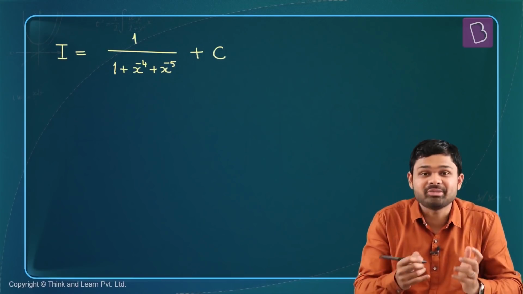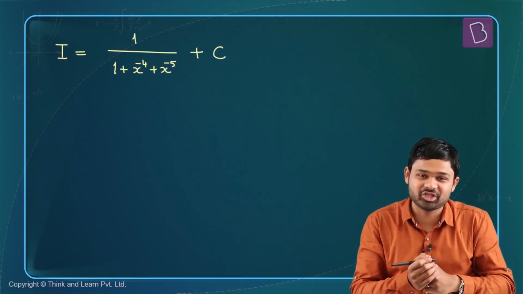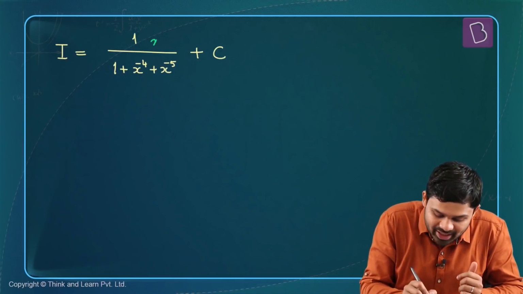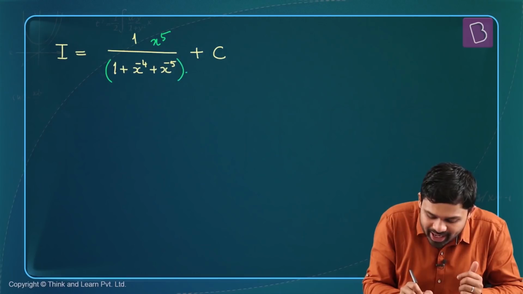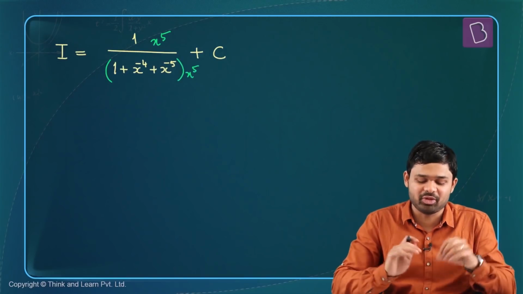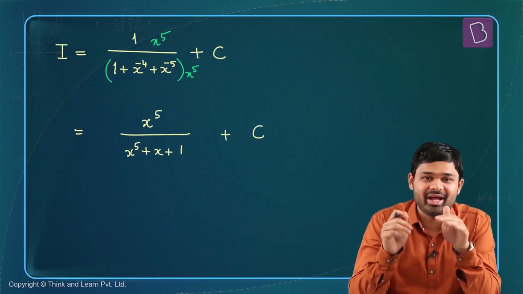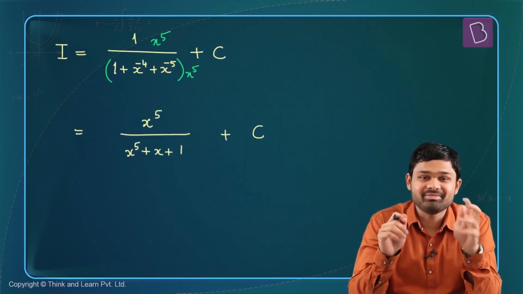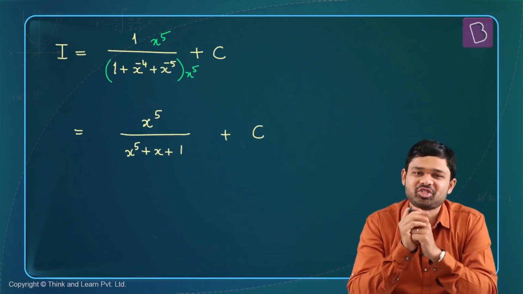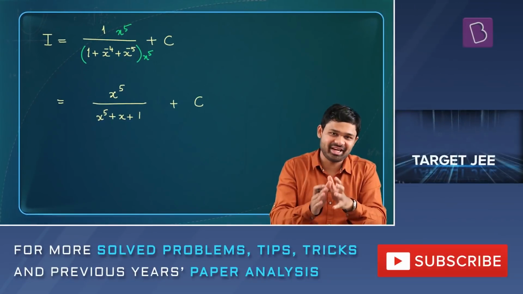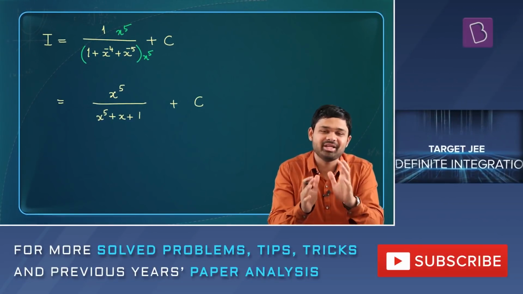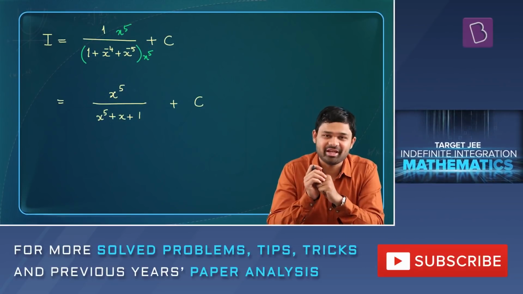So what we will do is multiply the numerator and denominator by x raised to 5. So if I multiply the numerator and the denominator by x raised to 5, all the negative powers will vanish, and I get the value of I as x raised to 5 divided by x raised to 5 plus x plus 1 plus the constant of integration. So this is the correct answer to this very, very common substitution type of question in indefinite integration.